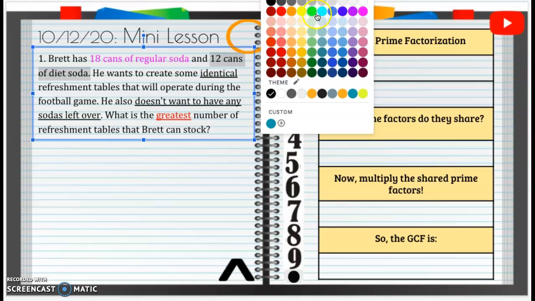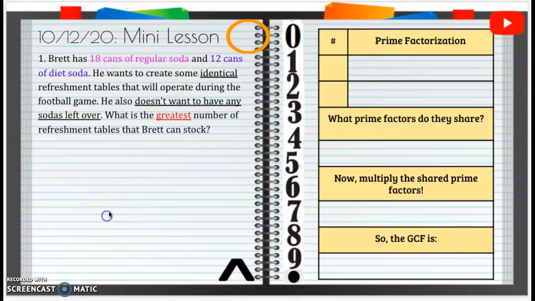All right, let's do that in blue. So we're going to find our greatest common factor of 18 and 12. All right, so let's have 18, and then 12. Now, when we factor these, 18, what times what equals 18?